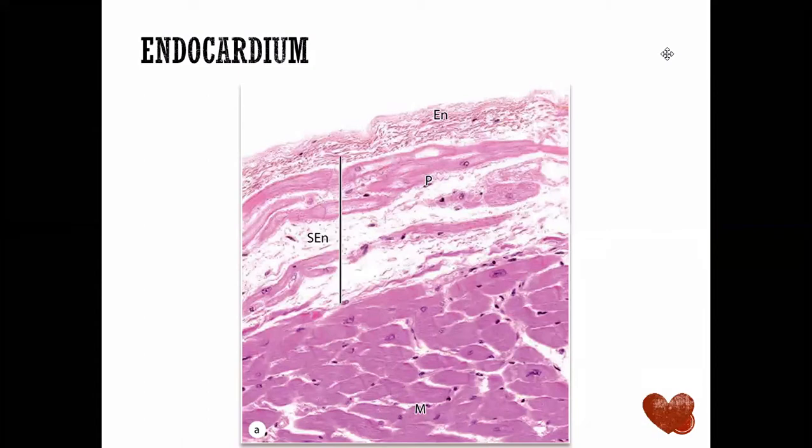The endocardium here, you would see, okay, this entire part. And you will see here your P representing your Purkinje fibers. These are the modified cardiac muscles, Purkinje fibers. And then you have here the myocardium, this thick part here, all the muscles. Okay.